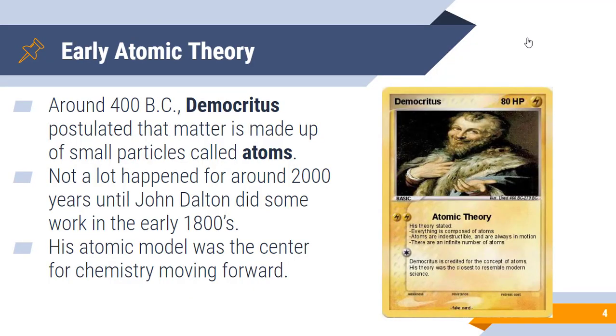So just to kind of get started, a long time ago in a galaxy far, far away known as Greece, around 400 BC, a man by the name of Democritus postulated that matter is made up of all small particles called atoms. Now, that major idea kind of stuck for nearly 2,000 years until a man by the name of John Dalton did some work in the early 1800s. And his atomic model really was the center for chemistry moving forward. So the real history of chemistry dates back way back into the ancient Greek times. However, a lot of the newer concepts that we are aware of today really weren't discovered until the 1800s, and some stuff even more recent than that.